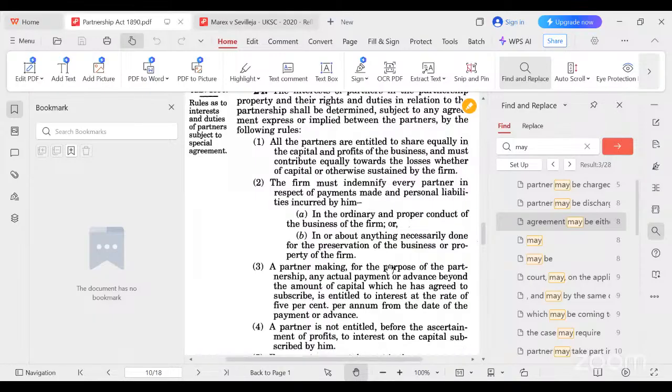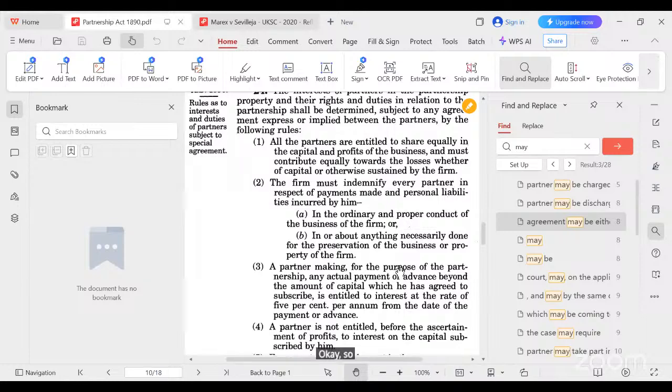So the firm must indemnify every partner in respect of payment made and personal liabilities incurred by him, A, in the ordinary and proper conduct of the business of the firm, or B, in or about anything necessarily done for the preservation of the business or property of the firm. Should the partners change this particular underlying rule?